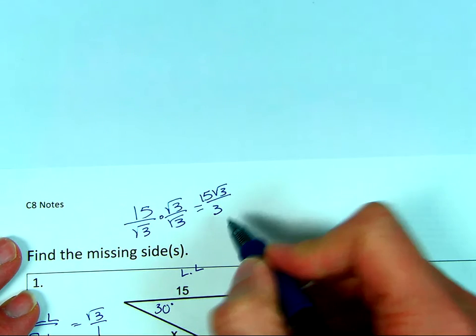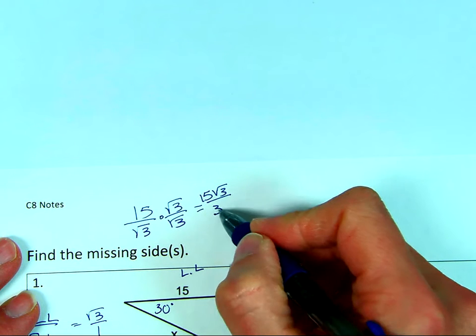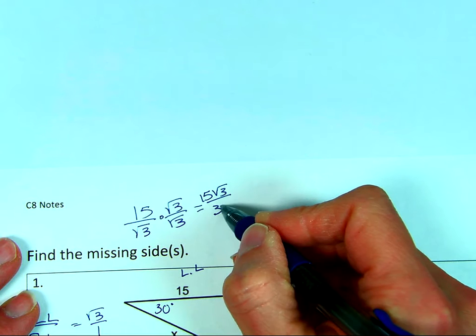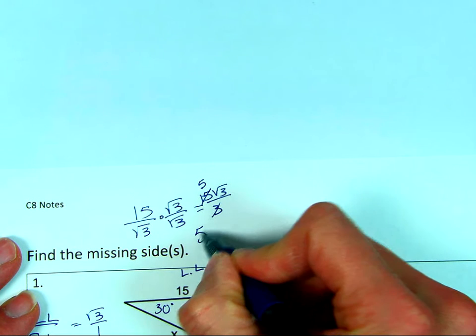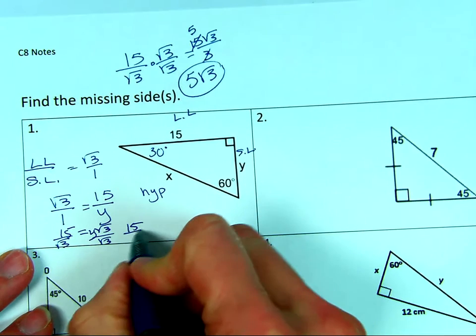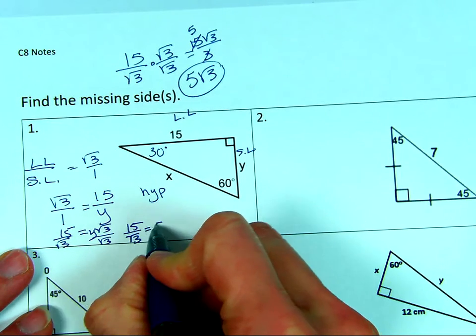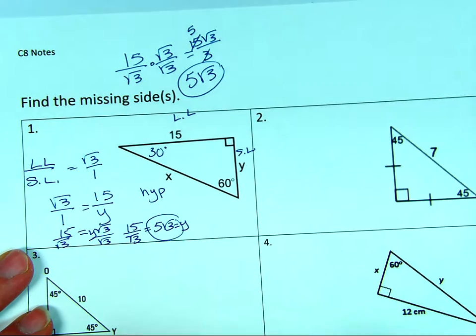So now you notice there's no longer a radical in the denominator. But it's still not considered simplified because 3 goes into 15. Sometimes that happens. So I say, how many times does 3 go into 15? 5 times. So my answer is 5 square roots of 3. This would be considered the simplified version. Although these are exactly the same, this is considered the simplified version. So that is what I would get for y.